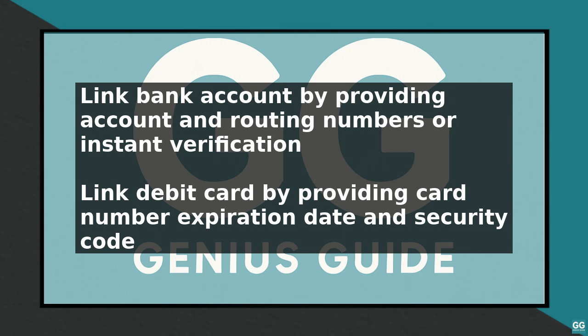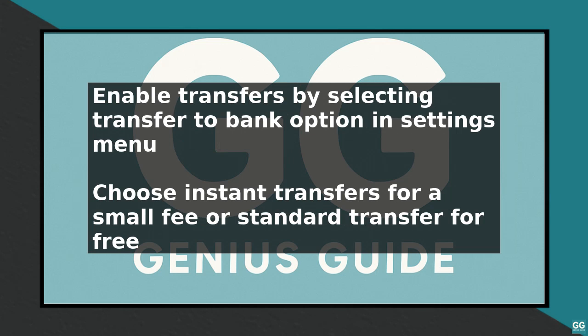If you choose to link a debit card, you will need to provide the card number, expiration date, and security code. After linking your bank account or debit card, you can enable transfers by going back to the Settings menu and selecting Transfer to Bank. You will then see the option to enable instant transfers, which allows you to transfer funds to your bank account or debit card instantly for a small fee. Alternatively, you can choose the standard transfer option, which takes 1 to 3 business days and is free.